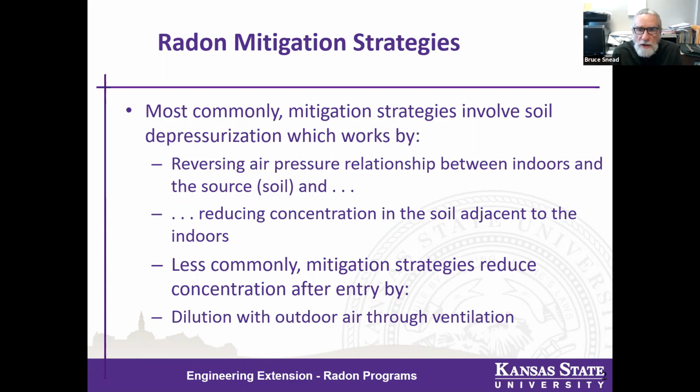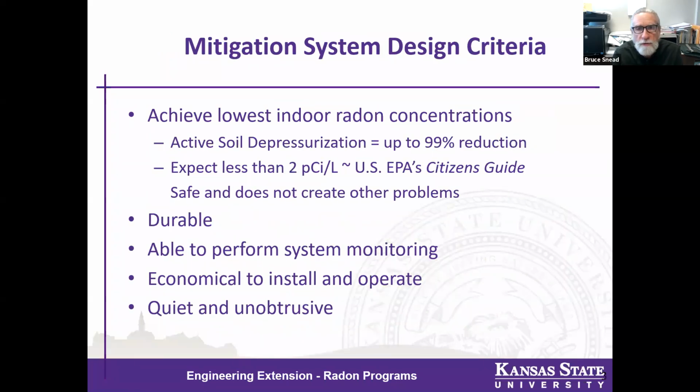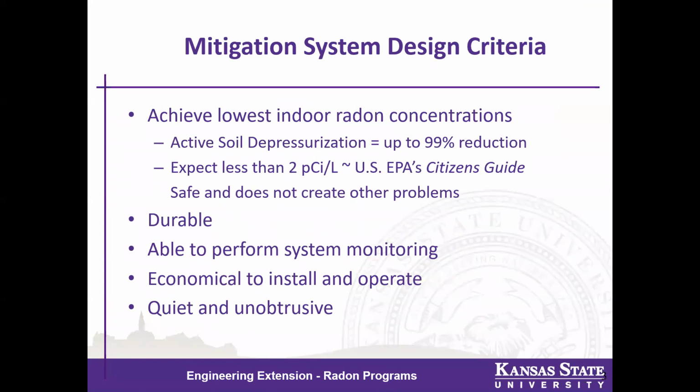And mitigation strategies reverse that relationship by putting a vacuum or suction on the soil to draw the radon from beneath the home and vent it into the air above the home. This can help dilute the concentration in the soil, and other strategies can also be used to reduce radon by ventilation, but it's called active soil depressurization, and it's been shown to be the most successful way to reduce radon concentrations in homes by preventing it from entering.